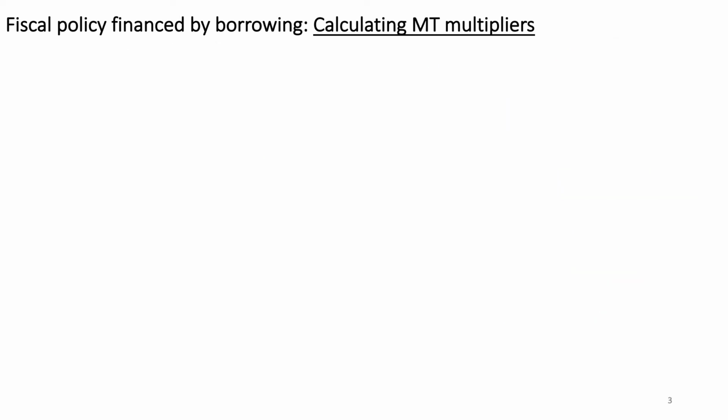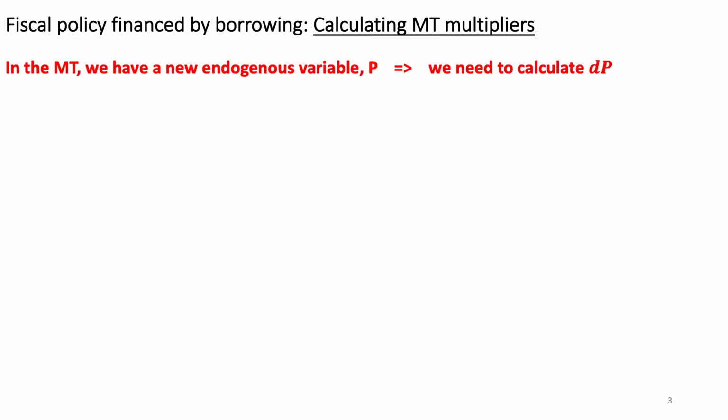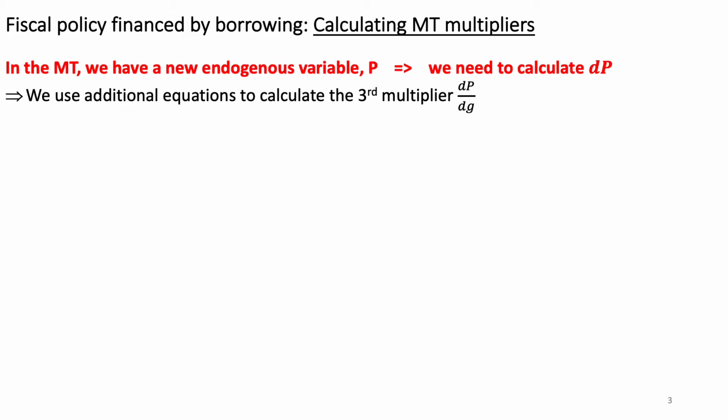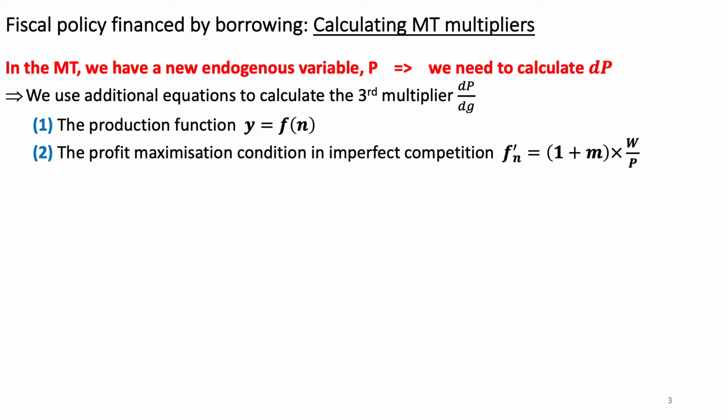All right, let's go to the medium term now. Be careful, in the medium term, we have a new endogenous variable, the general level of prices, P. So we need to calculate a new multiplier, dP. To do this, we will use the production function, y equals f of n, and the profit maximization condition in imperfect competition, f prime of n equals 1 plus m times w over p.